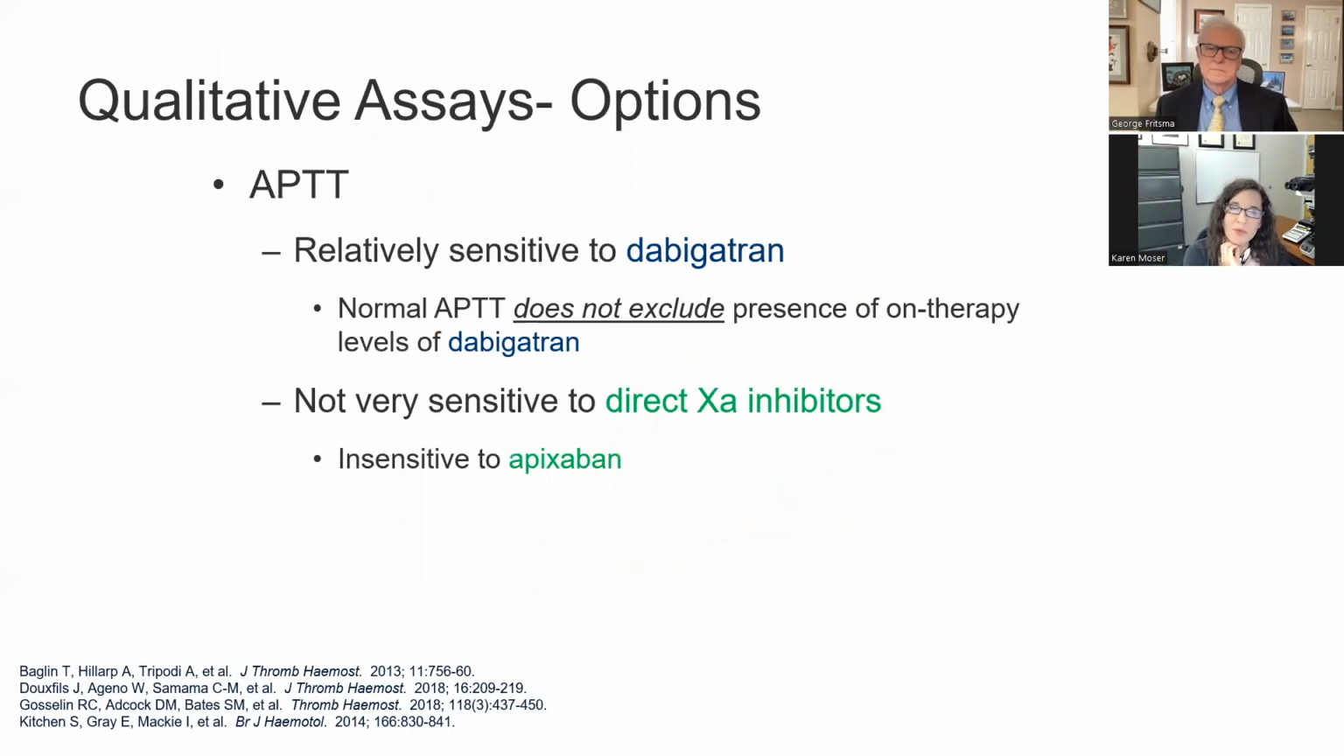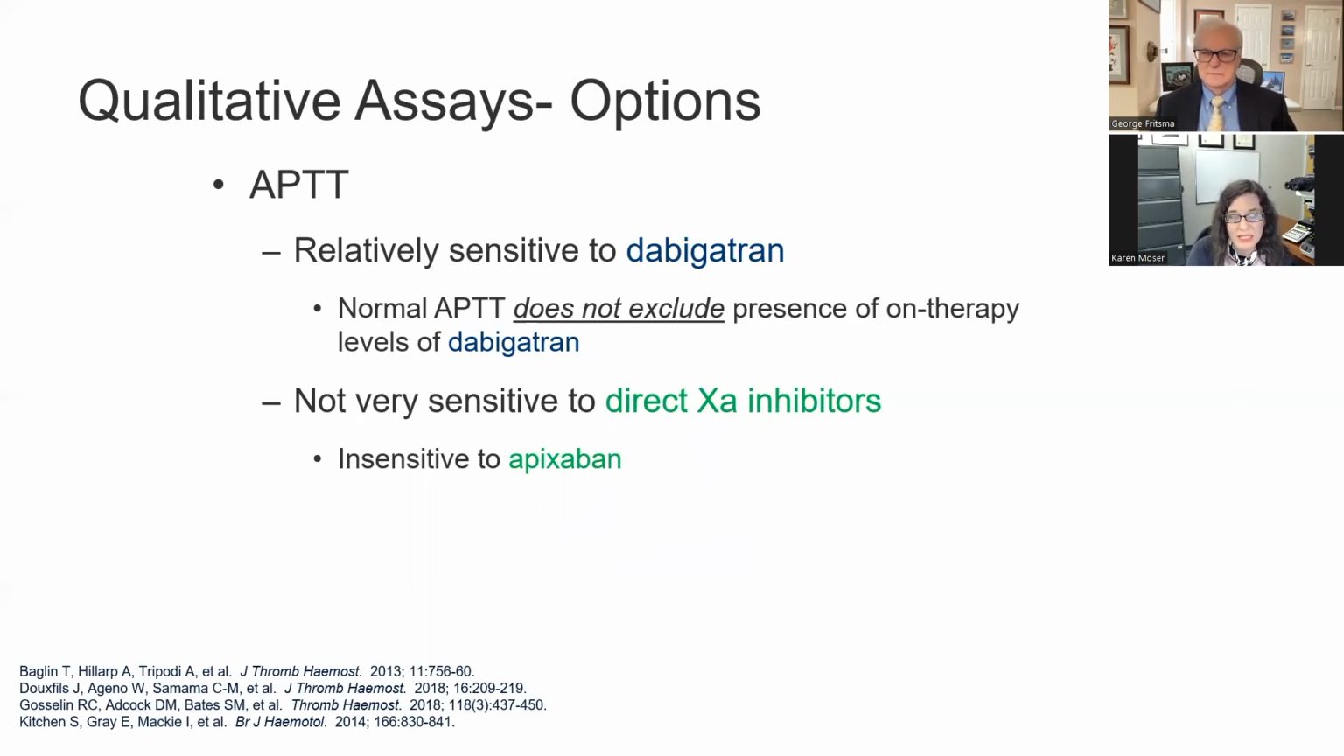Same concept for PTT. So the PTT is relatively more sensitive to dabigatran, but even a normal PTT is not sufficiently sensitive to exclude on-therapy dabigatran levels. So if you get a prolonged PTT, that would suggest there's some dabigatran effect present. But if the PTT is normal, it's hard to say either way if there's drug effect. There still could be on-therapy levels of drug.